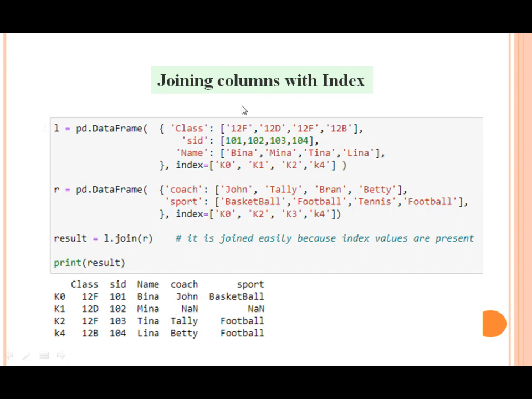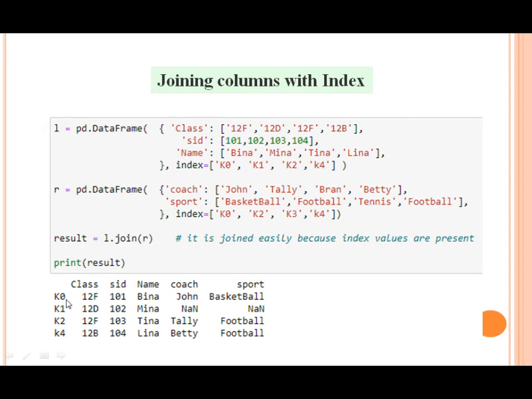See, a few index values are matched, but a few are not matching. Like K0 is present in both, K1 is not present. K2 is present in both, K3 is not present, K4 is present in both. So it will join according to the given index, children. Merging is merging according to the given common column. It is merging according to the given index values. Clear? So now I'll write L dot join R, then it will easily join because index values are present, and just see the output.